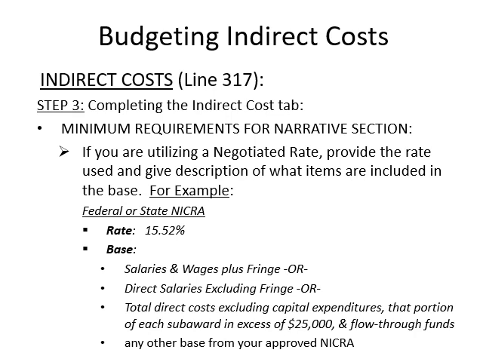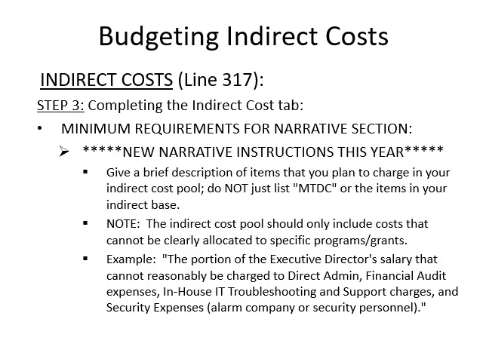And you would add any other base from your approved NICRA. So the minimum requirements for the narrative section of the indirect cost tab are that you need to give a brief description of items that you plan to charge in your indirect cost pool. Do not just list MTDC or the items in your indirect base.